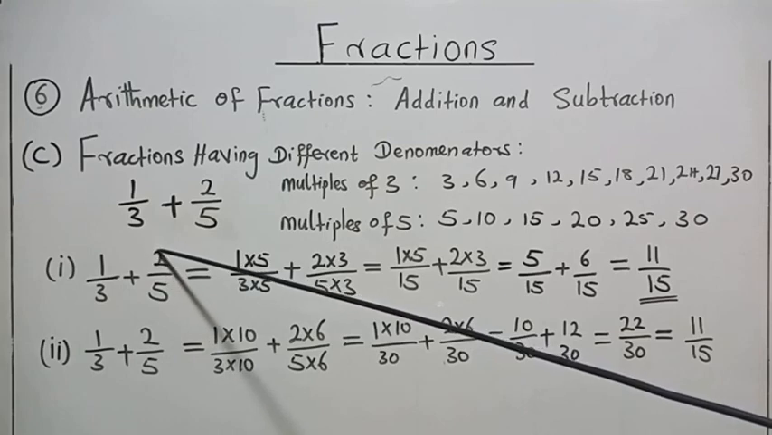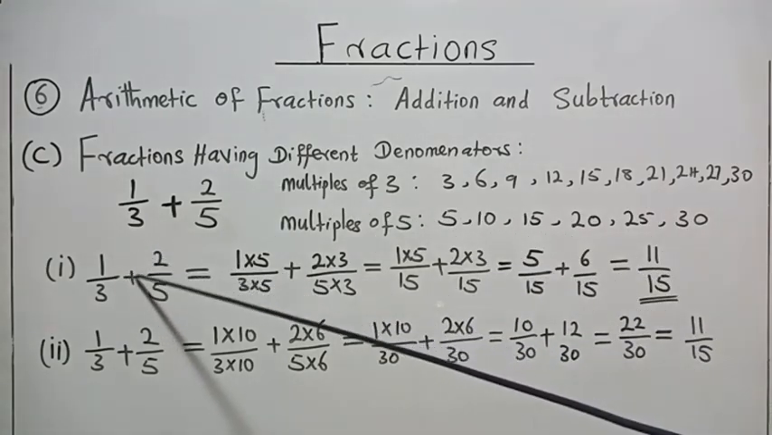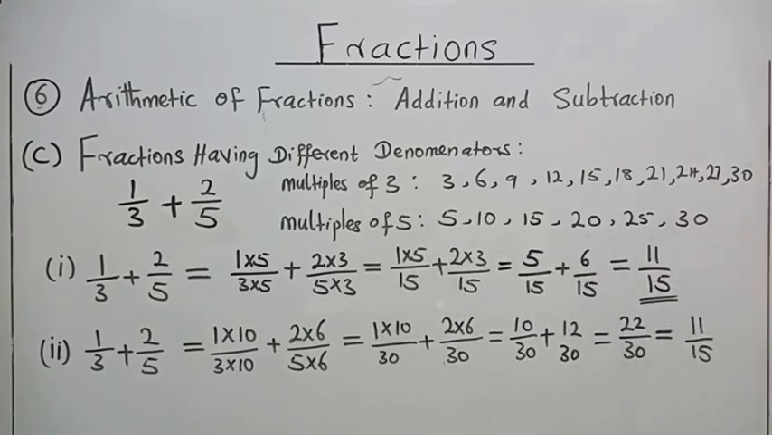Therefore, I repeat, adding 1 over 3 to 2 over 5 is the same thing as adding 5 over 15 to 6 over 15. Any answer you get at last is the answer to any of these two number operations. But adding 1 over 3 to 2 over 5 is difficult, while adding 5 over 15 to 6 over 15 is easy.